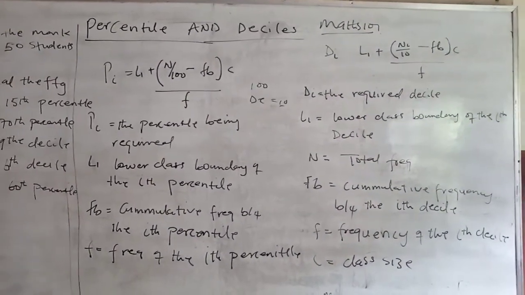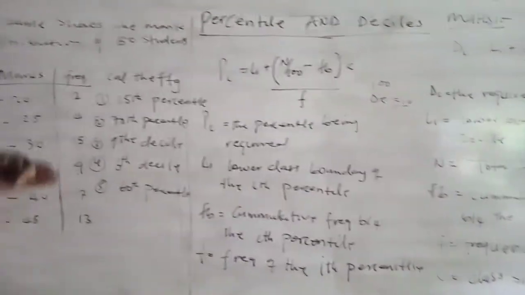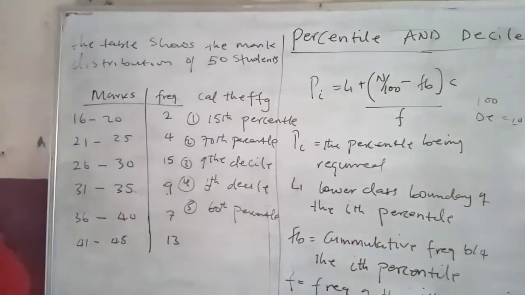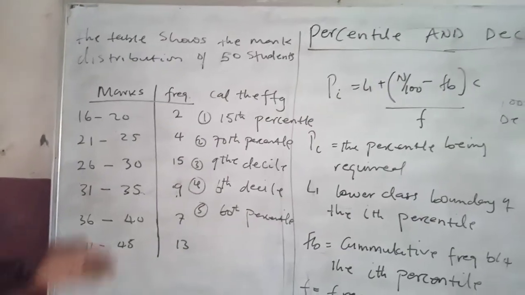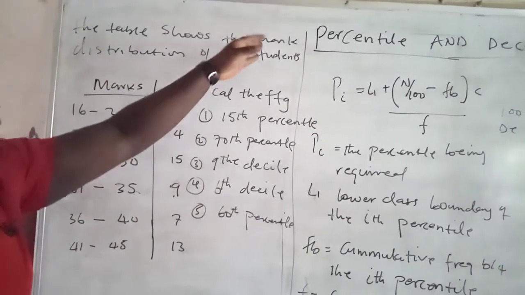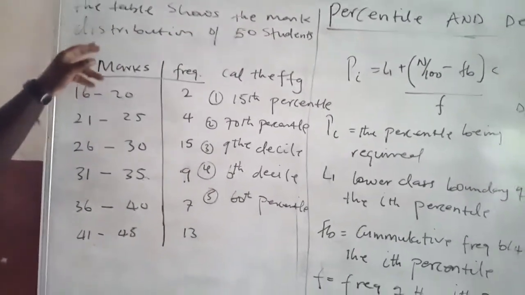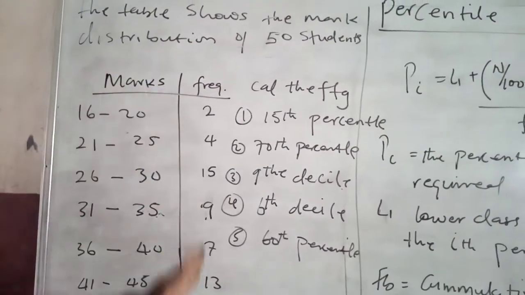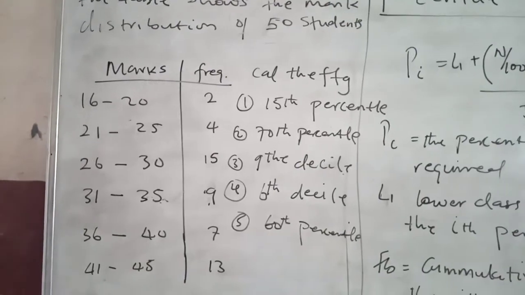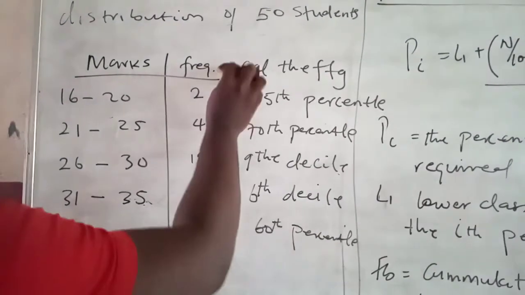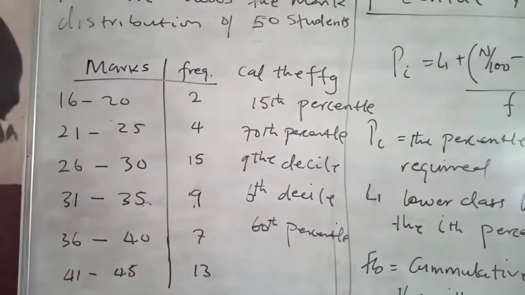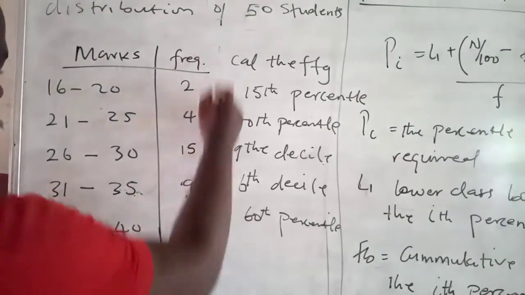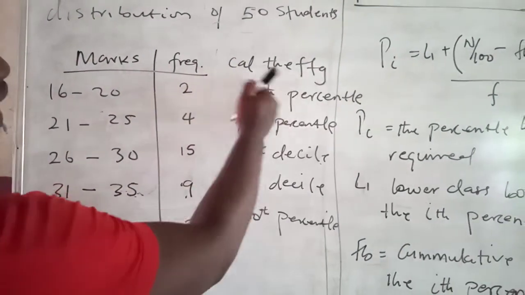Now we have a very simple question here, and the question is, the table shows the mark distribution of 50 students, and this is the mark, this is the frequency attached to it. Now, the question is easy. Calculate the following. So this is the question. Calculate the following.